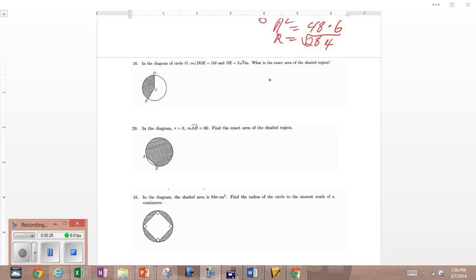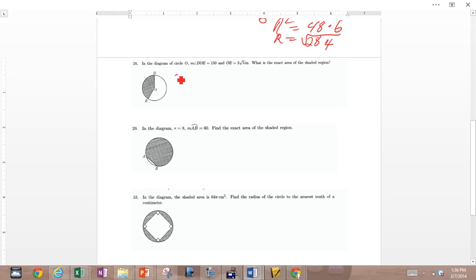Okay, well, let's see. The exact area of the shaded region is the area of a sector. The sector area is, okay, the angle, which is 150 over 360 times pi r squared, which is OE, which is 2 root 3 squared, okay? 150 over 360 should simplify to 5/12, I believe, by dividing both by 30.